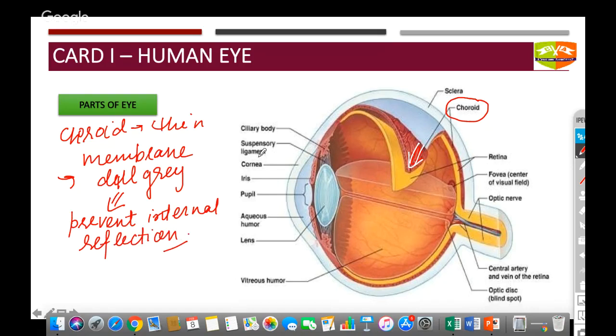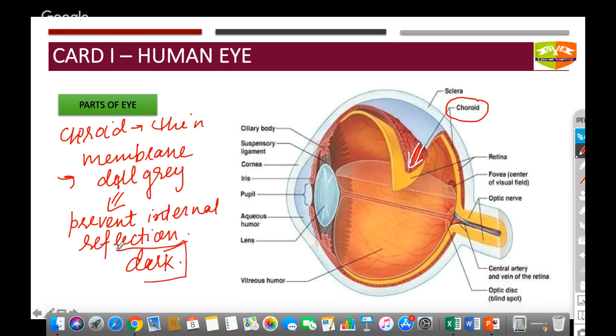What will happen if internal reflection of the light keeps on happening? Multiple images will start getting formed, which is not ideal for a normal human eye. So if this internal reflection is prevented, hence, the interior of the eyeball is completely dark.